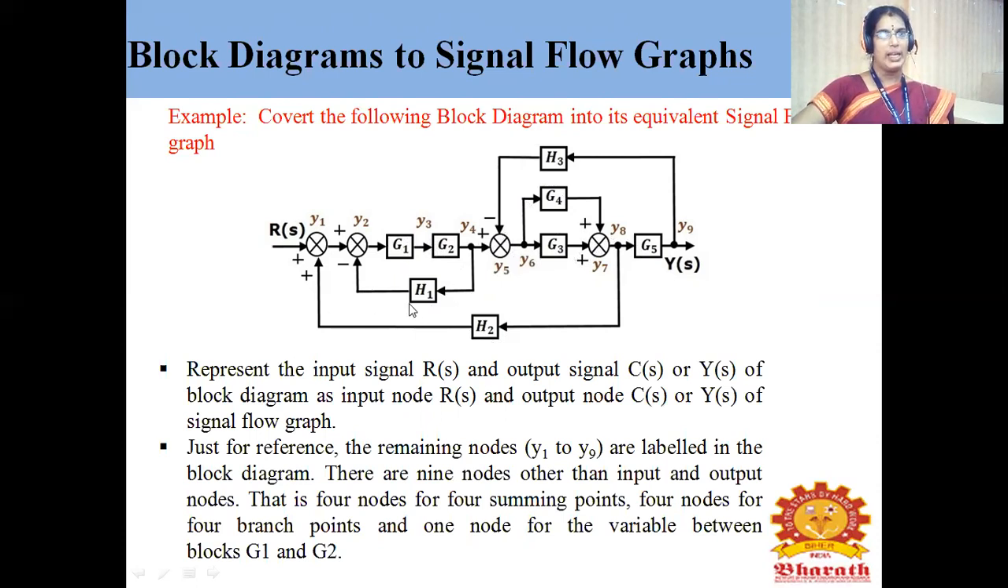For example, if you take H1, it is connected from the node Y4 to Y2. This is the summing point. Y1, Y2, Y5, Y7 are the summing points. For the first summing point Y1, both the terminals are positive, so you will consider H2 positive and R of S also positive. But for the second node Y2, the Y1 output is positive and the feedback value H1 is connected to the negative terminal, so you will consider it as minus H1.